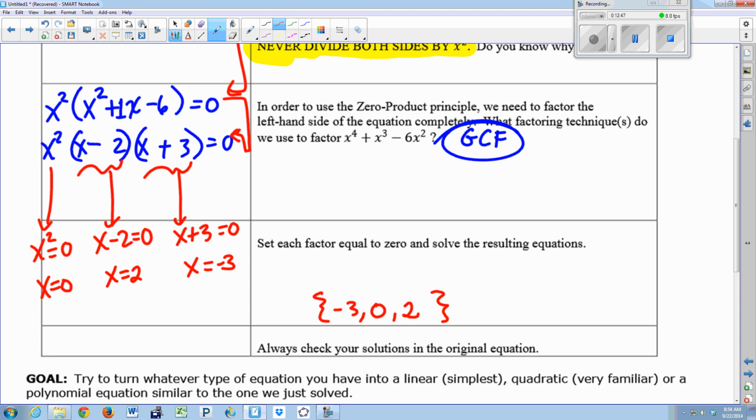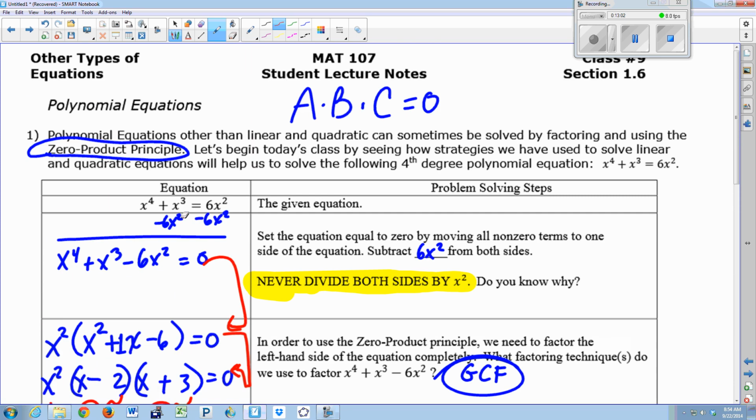Right. Okay. So now let's take a look at why we don't divide both sides by x squared. One of the reasons: what is one of the solutions? X equals 0. So what does x squared equal? 0. So what happens if I divide both sides of this by x squared? What am I dividing by? 0. We can't divide by 0.